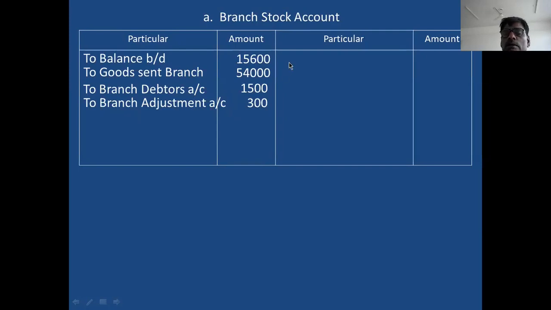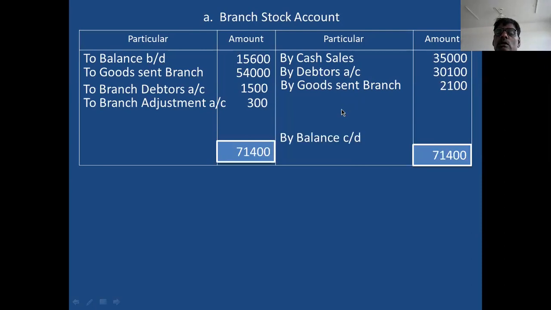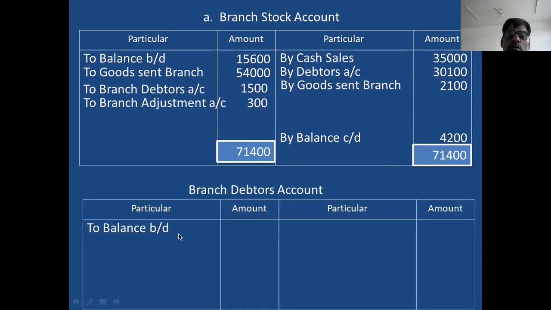Clear? Credit side, by cash sale, by debtors account, credit sale, then by branch, goods sent to branch. Goods sent to branch, this is the transfer. It is considered as return to head office. Take the total, ascertain the balance. Balance is 4,200. Okay. In the debtors account, to balance brought down 8,700.